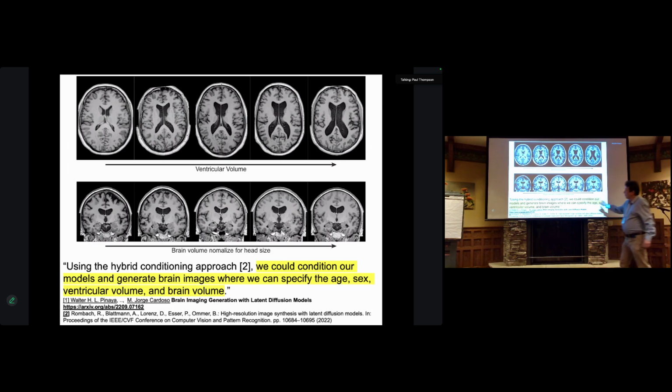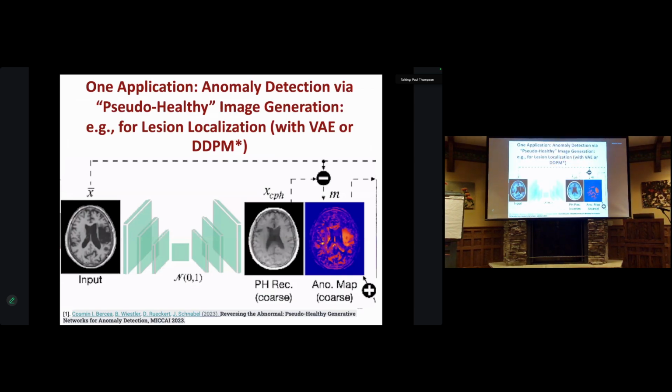Can we condition the models and generate brain images where we can specify the age, sex, ventricular volume, and brain volume? Now, there isn't one brain that has a certain age and sex, but there's a distribution of brains that are conditional on age and sex. There was a paper by Rombach that shows you how to do conditional latent diffusion, which was used in this paper on brain generation. And you can do some fun things.